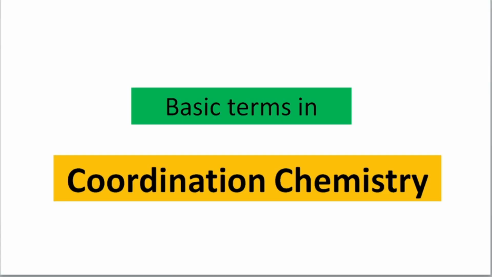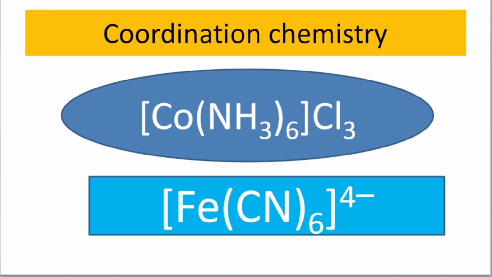Let us begin our discussion to learn basic terms in coordination chemistry. Let us start with the term coordination chemistry. It is a branch of chemistry which deals with the study of compounds which involve coordinate bonds. A coordinate bond is a kind of covalent dative bond. Ligands donate a lone pair or pairs to the central metal ion. The central metal ion is the acceptor of lone pairs and ligands are donors.